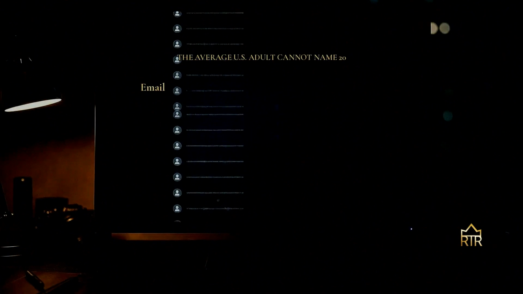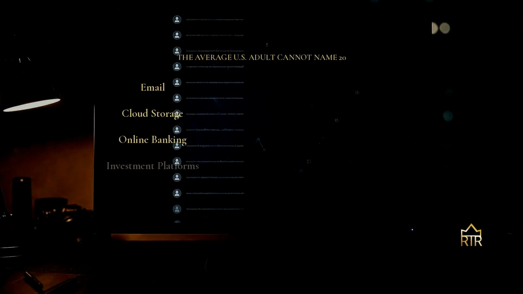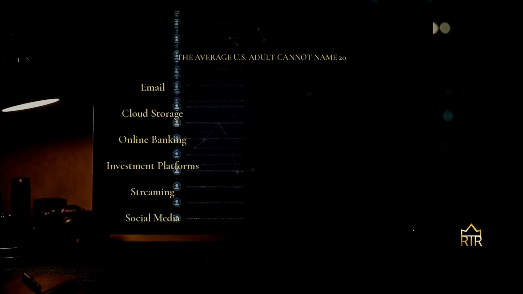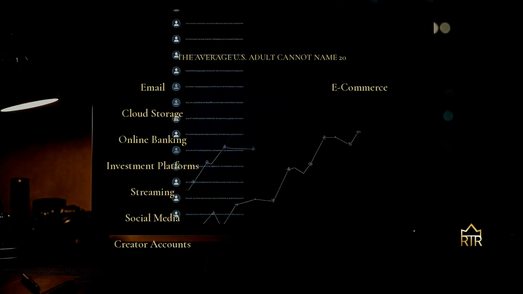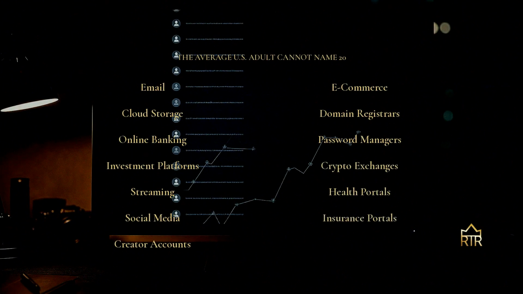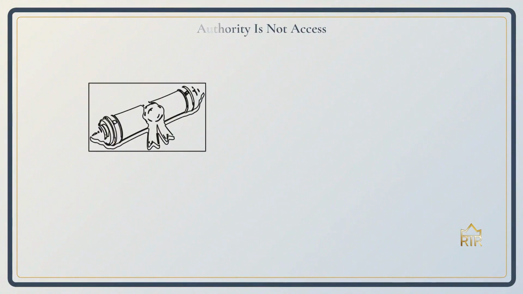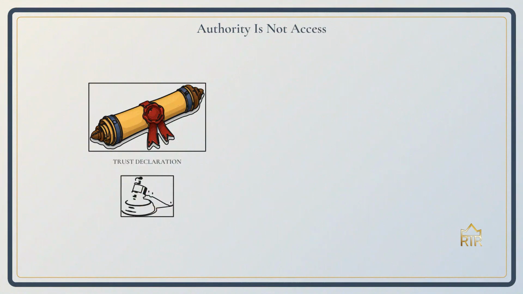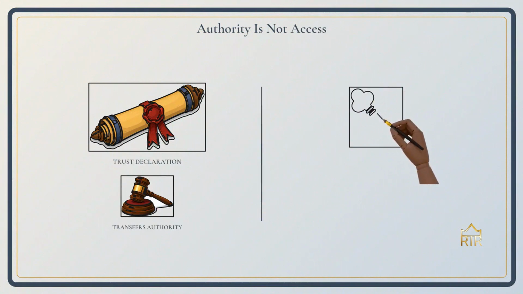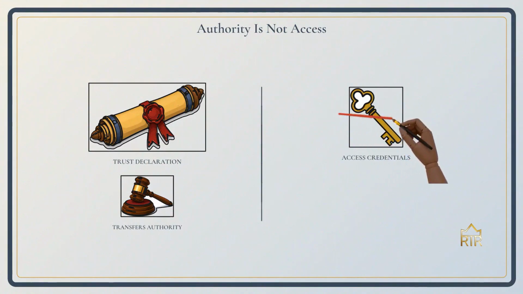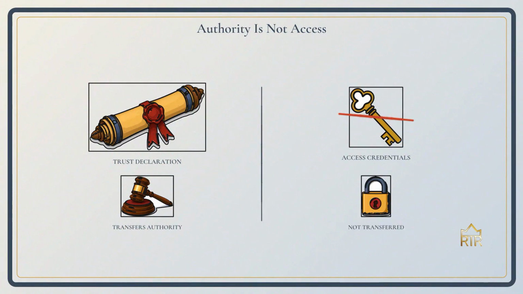Email, cloud storage, online banking, investment platforms, streaming subscriptions, social media, creator accounts, e-commerce sellers, domain registrars, password managers, crypto exchanges, health portals, insurance portals, government service logins. Most people cannot name 20 of them without stopping to think. Almost none of them have documented how a successor trustee gets into any of them. Not because they're irresponsible, because nobody told them the trust document doesn't solve this.